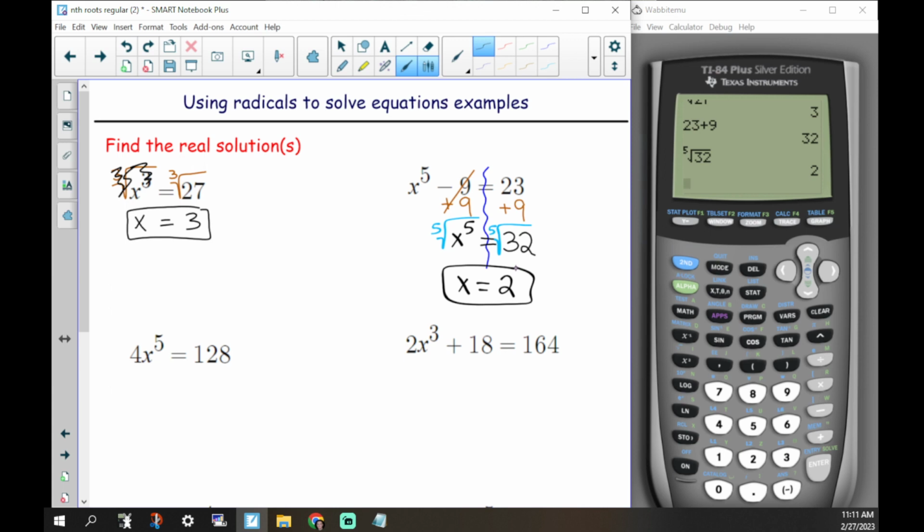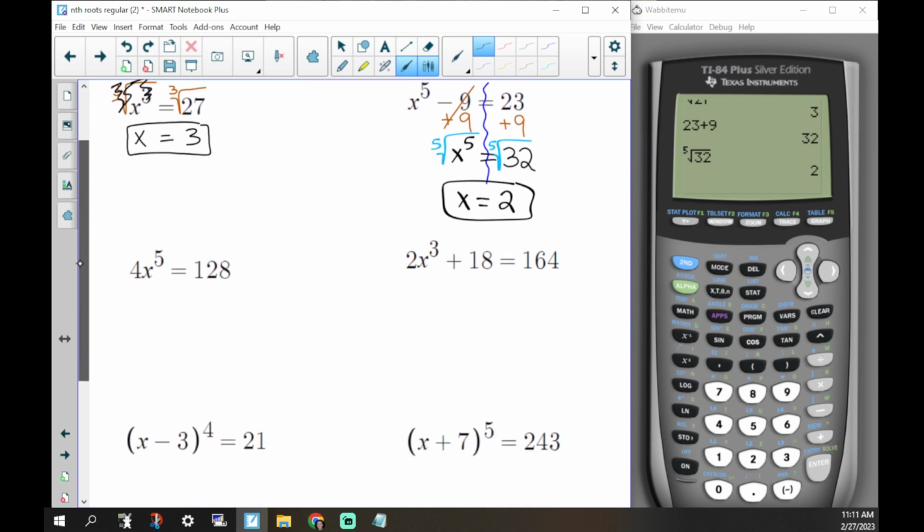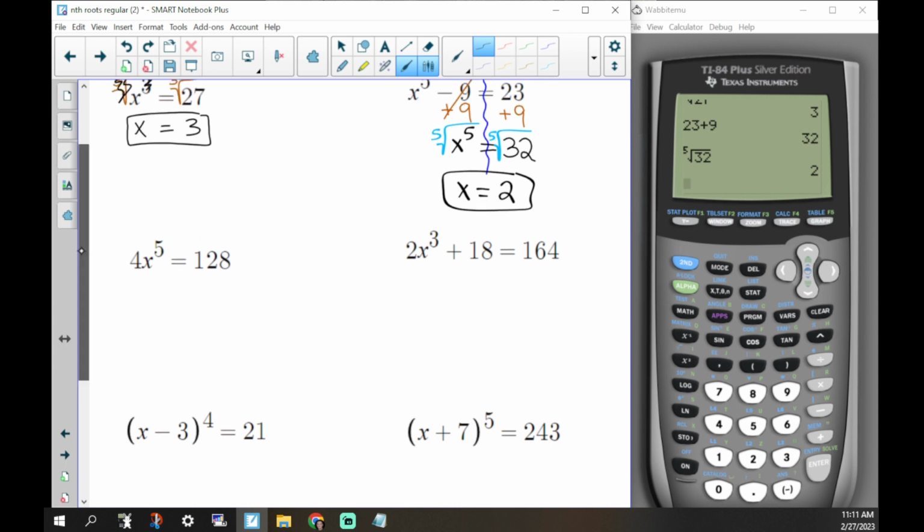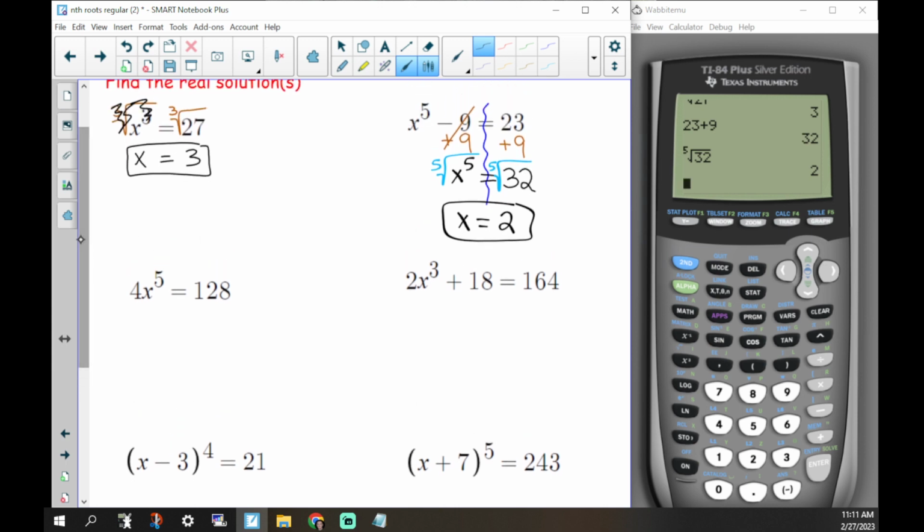You guys will flip the page and we will look at the next problem. We got 4x to the fifth power equals 128. I'm going to clear my calculator and start fresh. And we're going to solve this the same way that we would any equation.